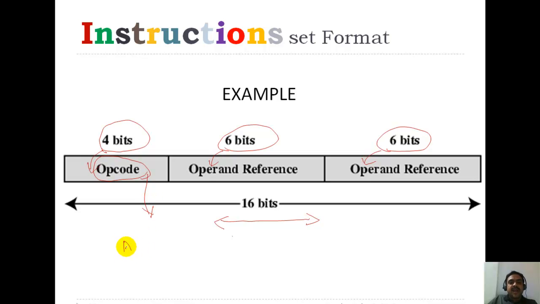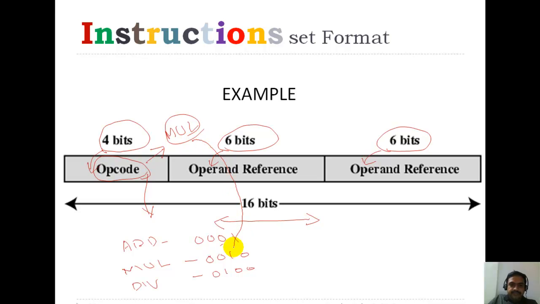Okay, for example, for add, it could be 0001. This is just an example, okay? Don't take it literally. And for mul, it could be 0010. And for div it could be 0100 or something. Okay, so whenever the processor encounters a mul, this will be converted into this kind of binary number. So how many bits can be allocated to represent the opcode?